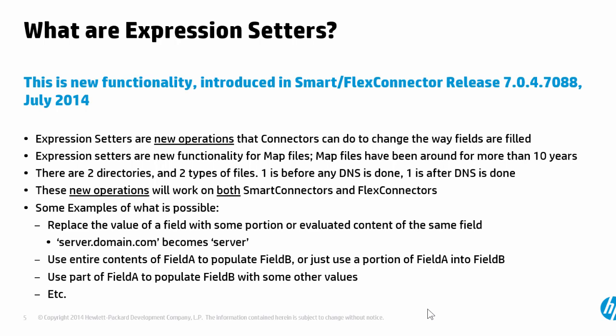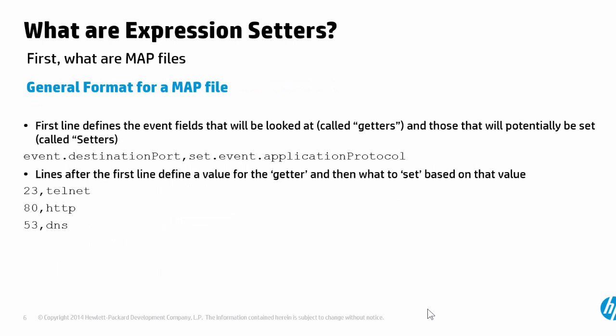Now these new operations within expression setters can work with smart connectors as well as flex connectors, so that's very handy as well. As an example, with server.domain.com, let's just pull out the host name and replace it with server. We could copy the entire contents of field A to field B, or just parts of them and so forth. We can concatenate, we can do regex and so forth, so there's a lot of flexibility there.